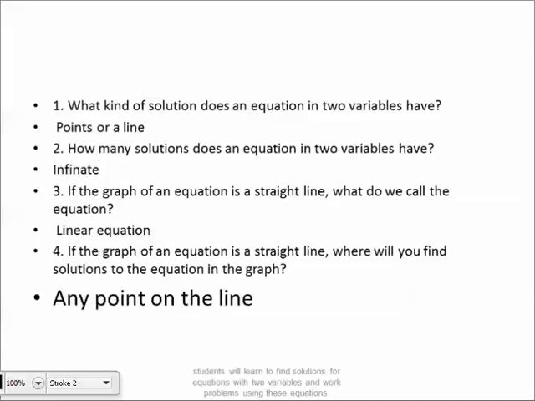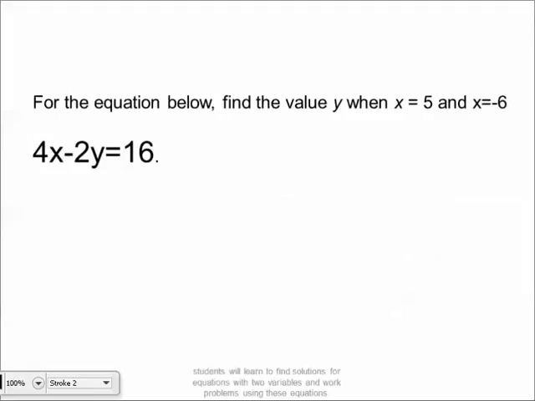Okay? So I actually typed those in so that you could actually read my writing rather than just guessing what I'm saying there. Okay? So let's look at this problem here. It says for the equation below, find the value y when x is equal to 5. See, I've got two variables in here, x and y. Now we're actually going to stick values in here for one of them. So what I'm going to do, I'm going to say 4 times 5 minus 2y equals 16. Well, 4 times 5, that's 20, minus 2y equals 16.